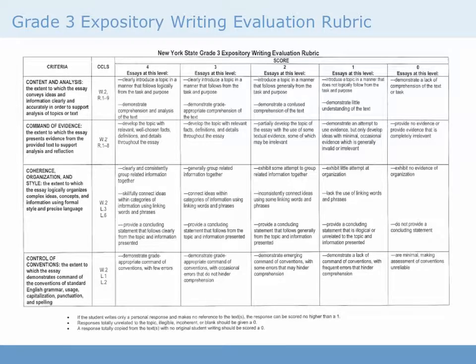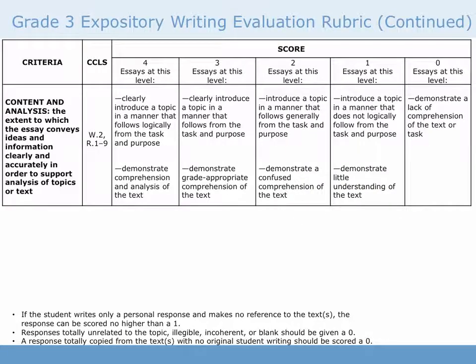Now we're going to look at each score point in detail. As we go through the rubric, pay attention to the descriptors you noted in the earlier activity. The first criterion is content and analysis, the extent to which the essay conveys ideas and information clearly and accurately in order to support analysis of topics or text. This criterion is used to assess Writing Standard 2 and Reading Standards 1 through 9.